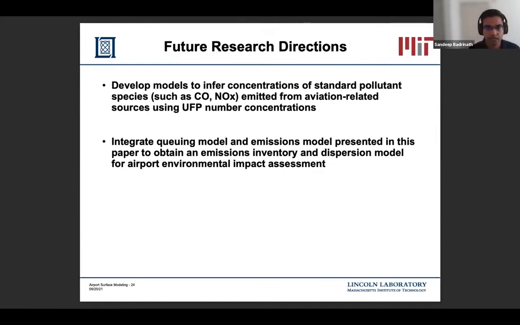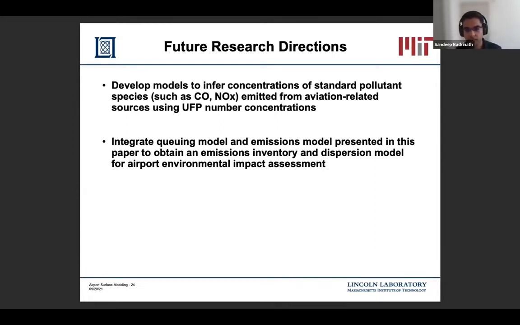Some interesting research directions. In this work, we focused on ultrafine particle number concentration, primarily because it exhibited good correlation. But the question is, what about other standard pollutants? People are interested in NOx, CO2, PM 2.5, and so on. Those are the standard pollutants that people are interested in. So to answer that question, it would be interesting to develop a model that maps between ultrafine particle number concentration and other standard pollutants.